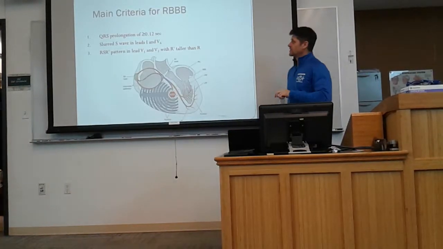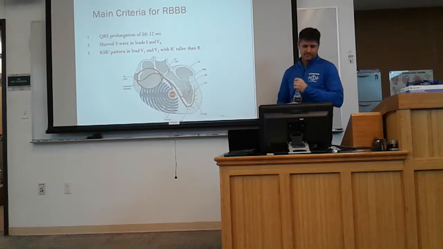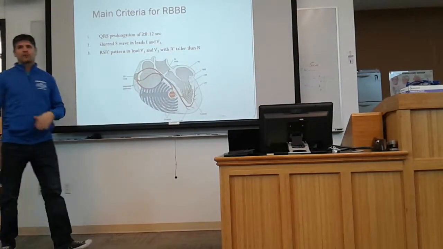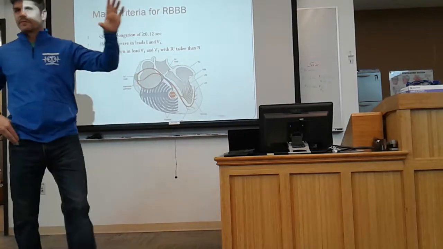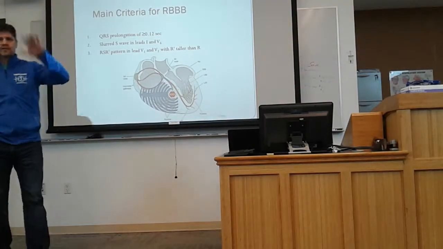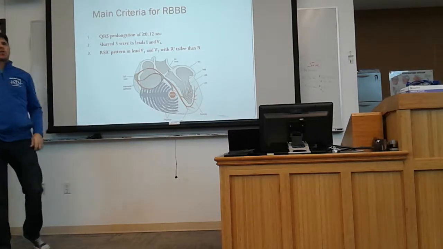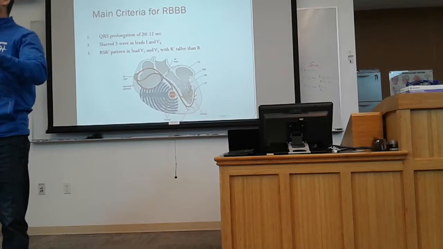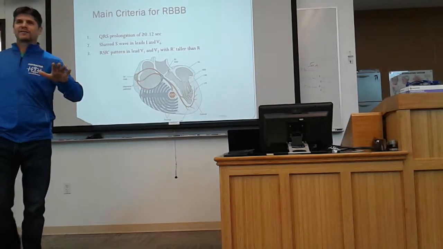Okay, so let's talk about the criteria that we'll have. I'll show it. So the very first thing we have is what kind of a rhythm? We start with a supraventricular rhythm that has a wide QRS. We have to start there. If we don't have a wide QRS, we do not have a bundle branch block.